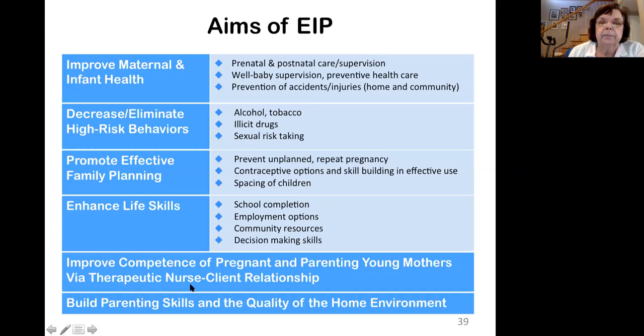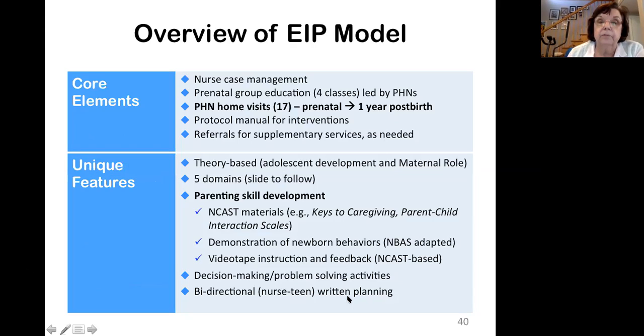And all of this was done by improving the mom's competence with the therapeutic nurse-client relationship and building on their skills in the home environment. So core elements, we had nurse case management, prenatal education, prenatal visits and postpartum. We had protocol manuals that we developed and referrals for supplementary services in the community. And then unique features, had adolescent theory and maternal role development as a basis. We had the 5 domains that we looked at, and I'll show that.